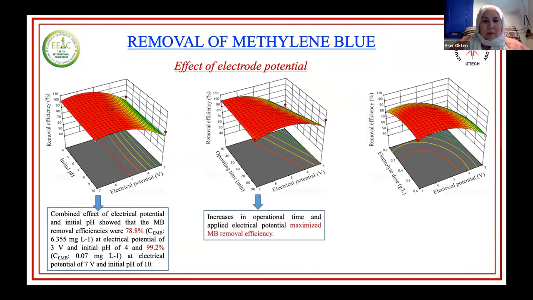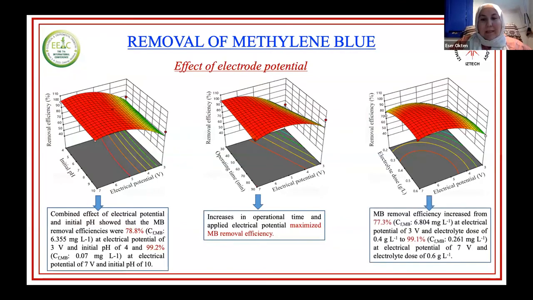Also, when we look into the combined effect of operating time and electrical potential, basically increases in operational time and applied electrical potential maximized the methylene blue removal efficiency, which was basically very much expected. I mean, in an electrolysis cell, if you maximize the electrical potential and if you give it, say, an infinite amount of time, of course, it's going to be degraded.